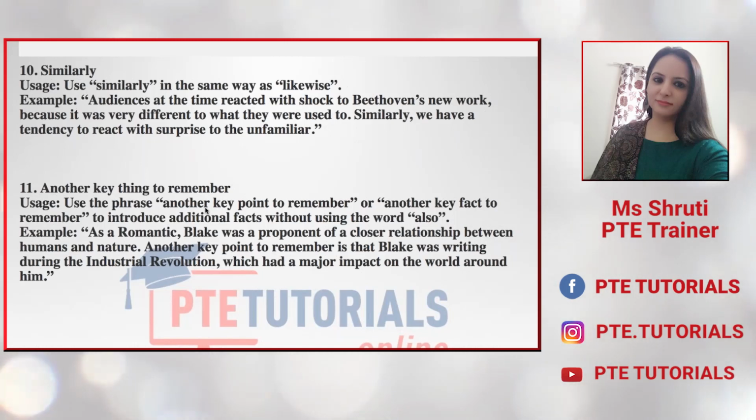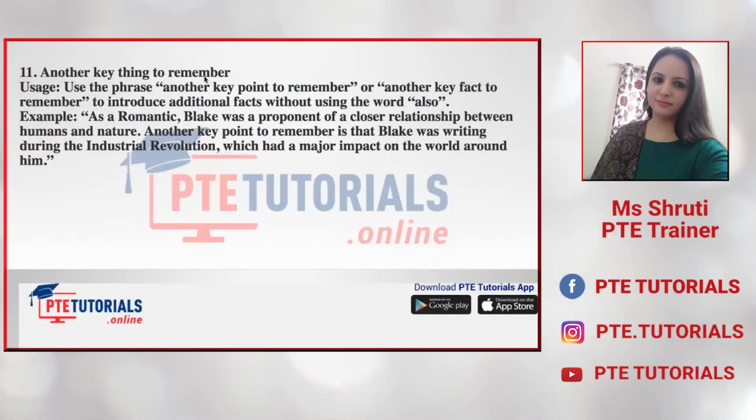And the next one is another key thing to remember. This phrase is used to introduce additional facts without using the word "also." Always using "also" is not good. So you can use "another key point to remember," "another key fact to remember." For example, as a romantic, Blake was a proponent of a closer relationship between humans and nature. Another key point to remember is that Blake was writing during the Industrial Revolution, which had a major impact on the world around him.